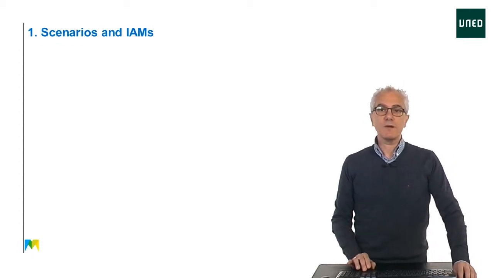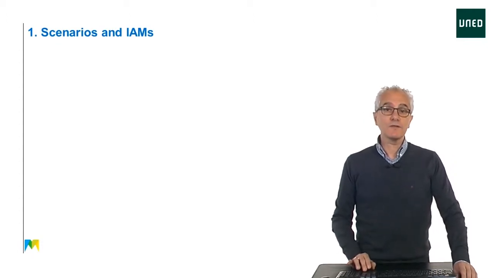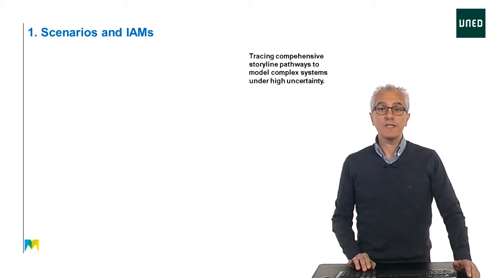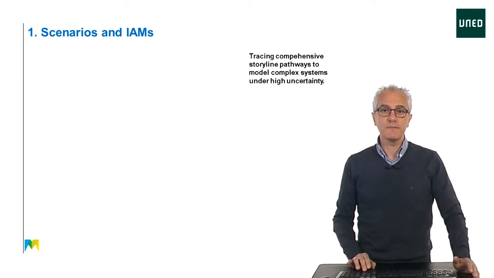Integrated assessment models, or IAMs, are useful for their capability to show us possible outcomes for the years to come under different circumstances. Uncertainty is the dominant feature of complex systems, and that's why scenarios are so important to IAMs, especially in system dynamics models. Therefore, we need to trace comprehensive storyline pathways to model complex systems under high uncertainty.